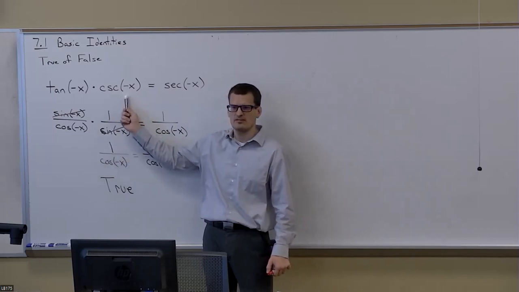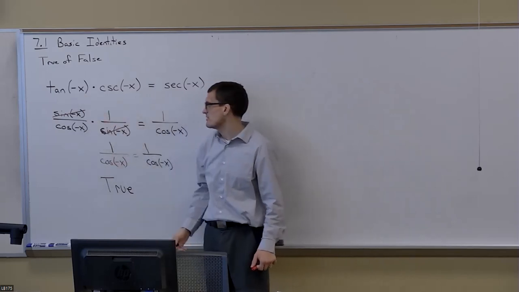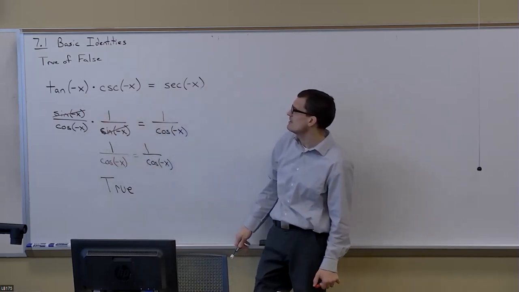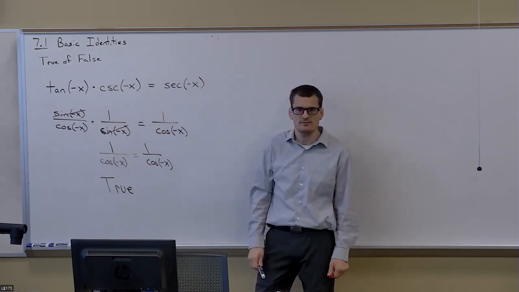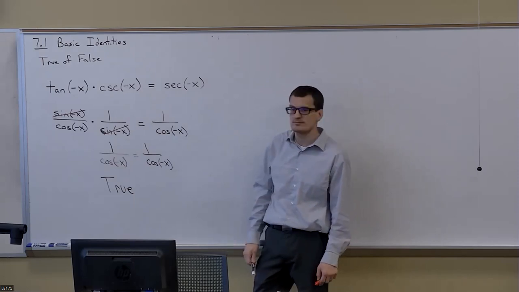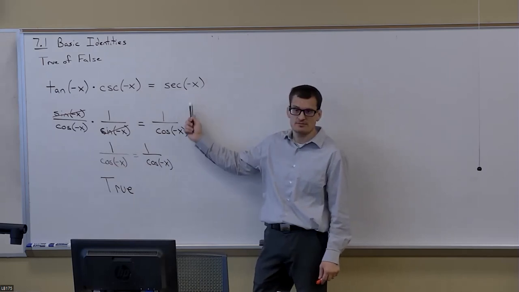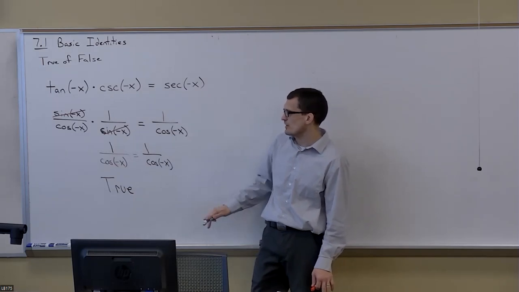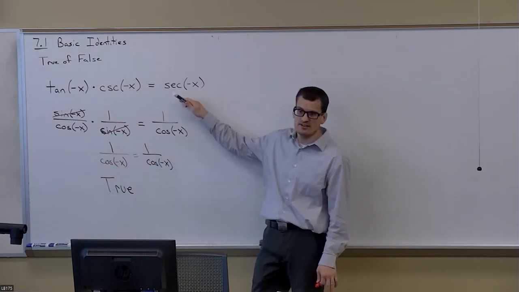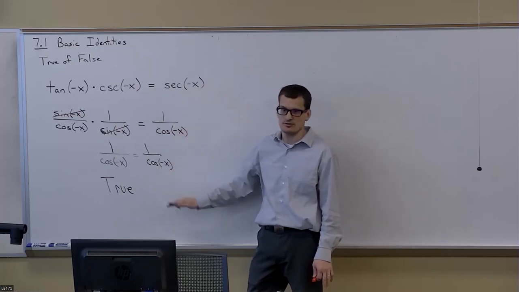You can't plug in pi here. Does that make sense? You can't get zeros in the denominator, that's all I'm trying to get at. Can't plug in pi over 2, because you get a 0 in the denominator here. So there are values where it's undefined, but on values in the domain, it's true.